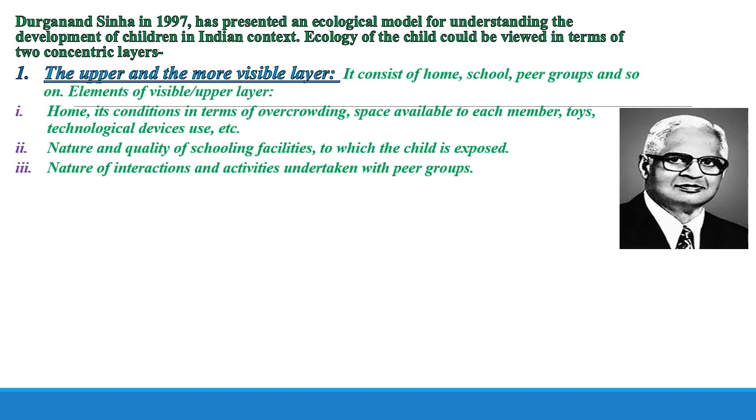The first layer, he called it the upper layer, that means the more visible layer, and this layer consists of home, school, peer groups and so on. Elements of the visible upper layer are, first, home, that is its conditions in terms of overcrowding, space available to each member, toys, technological devices used, etc. Second, there is nature and quality of schooling facilities to which the child is exposed. And third, nature of interactions and activities undertaken with peer groups. Okay, the way they interact with their friends and the activities they engage in with their friend circle. These are all visible, and because this is visible and it is most vital, that is why this is included in the upper layer.